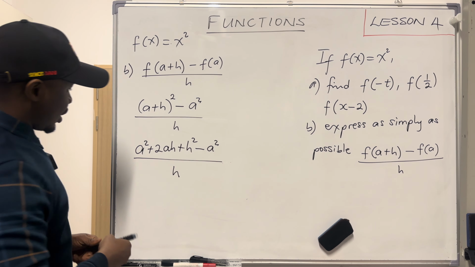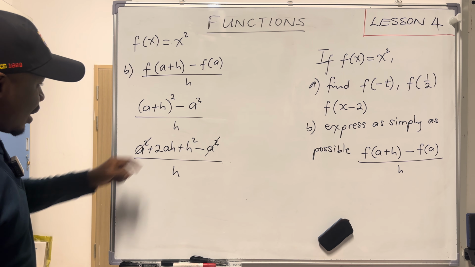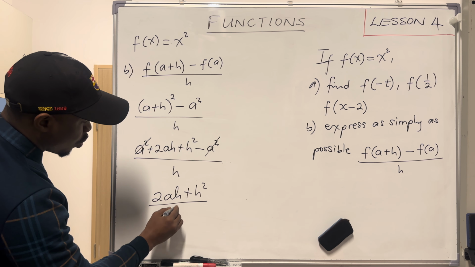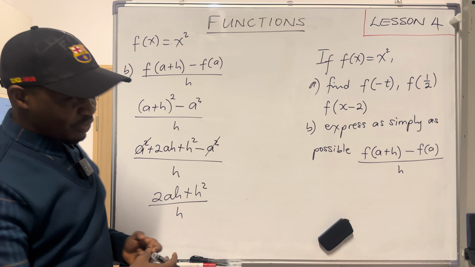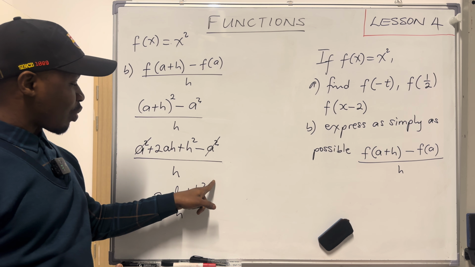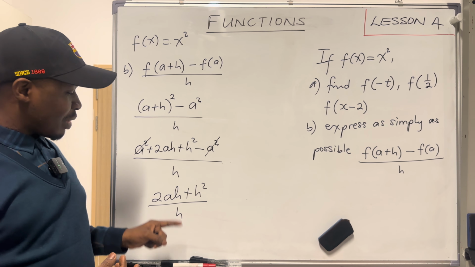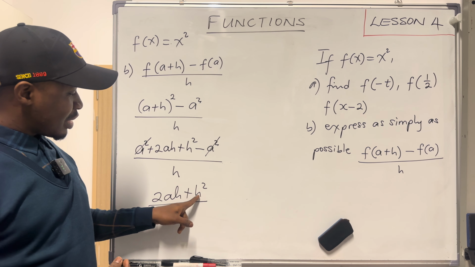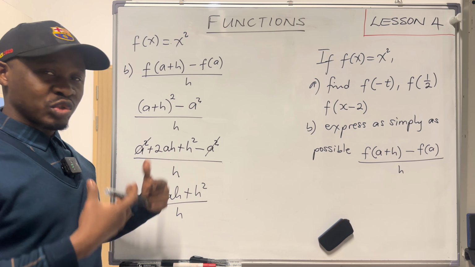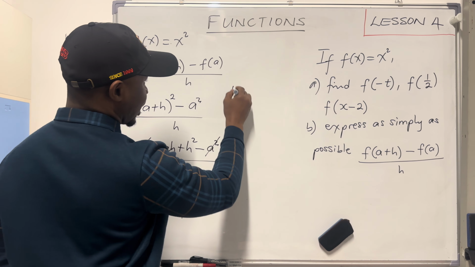In that case, you can see a squared minus a squared goes away. We are left with 2ah plus h squared over h. This would have been the final result. But the numerator has something common, h and h squared. When you have two different terms and there is something common between them, this h has a power of 1, this h has a power of 2. The one with the lesser power is common. So h squared is not common, but h is the one that is common. So the h that is common is taken outside.